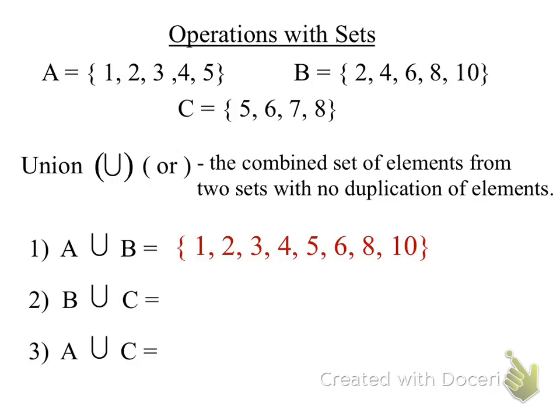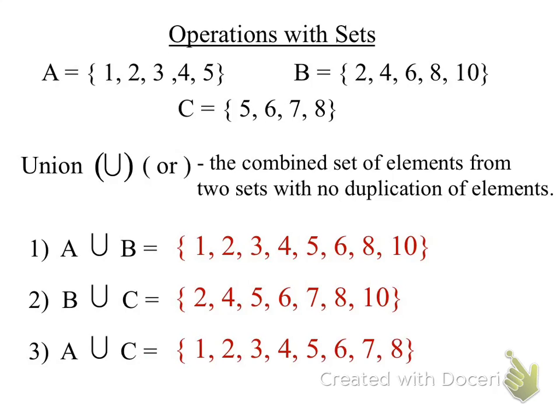So why don't you find the union of number 2 and number 3. Pause the recording. So the union of B and C is equal to, somebody I haven't heard from, Alexander. 2, 4, 5, 6, 7, 8, and 10. Okay. 2, 4, 5, 6, 7, 8, 10. Union of A and C, Joshua. 1, 2, 3, 4, 5, 6, 7, 8. There you go. There you have it.